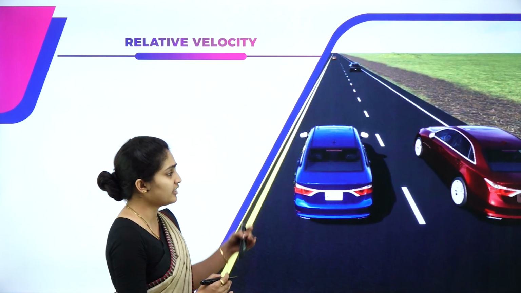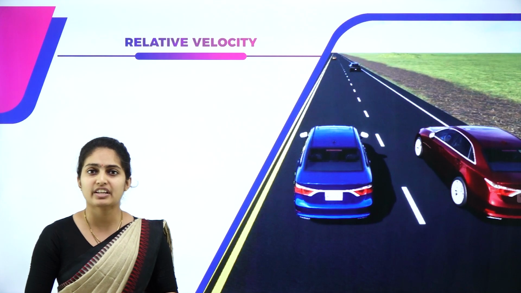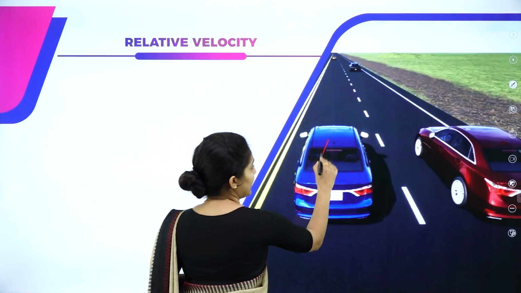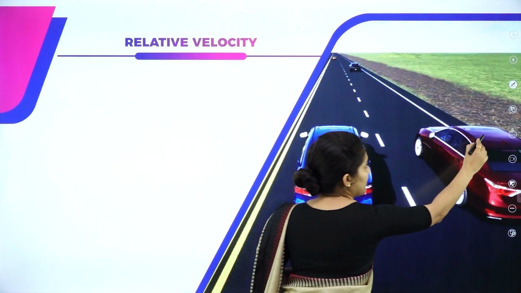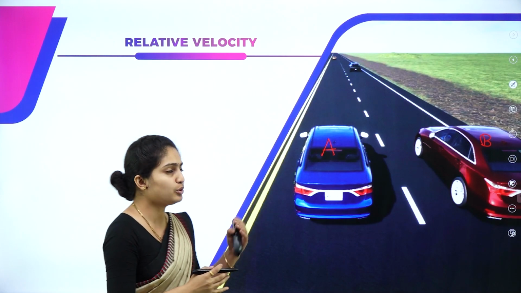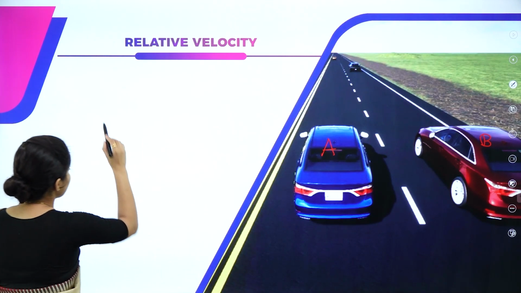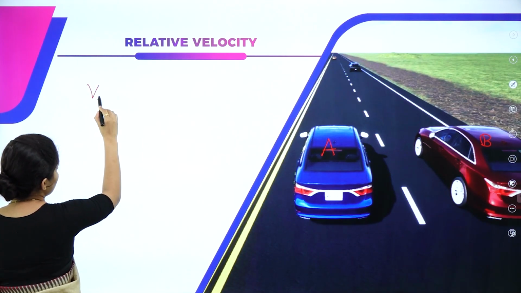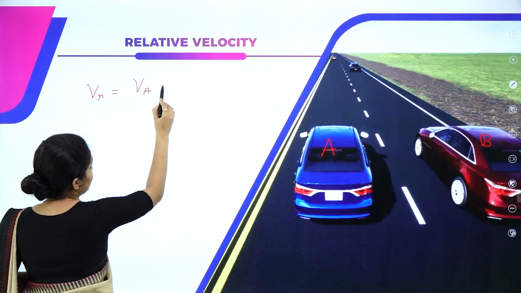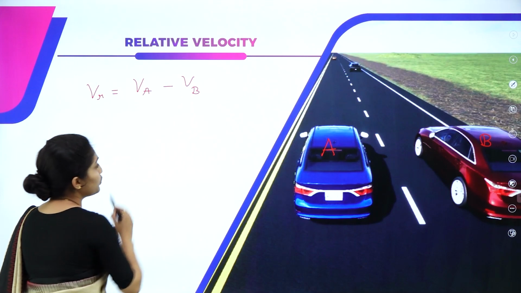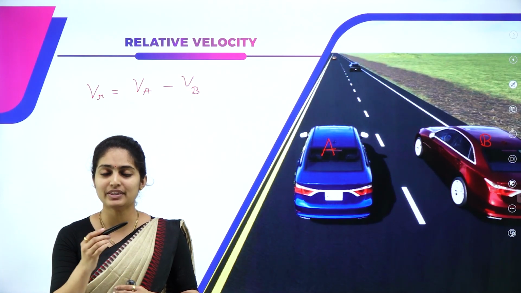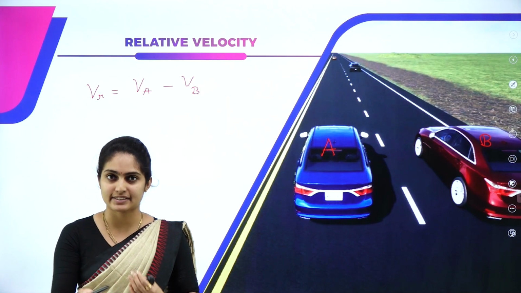You can see here the two cars are moving in a straight line. Call this car A and call this car B. You have to relate them. So in order to relate them, the relative velocity of the two objects is VA minus VB. V means the velocity of object A with the velocity of object B, you relate it.